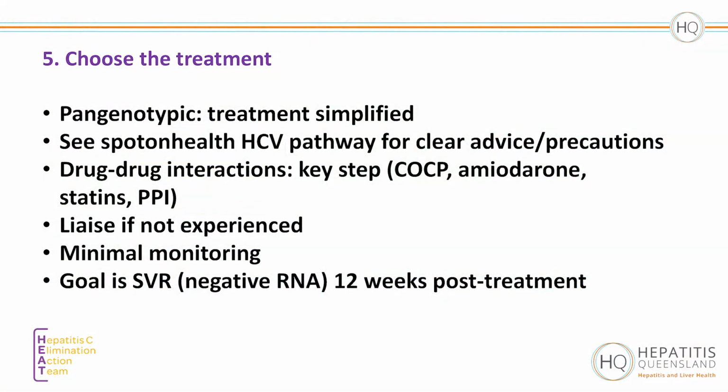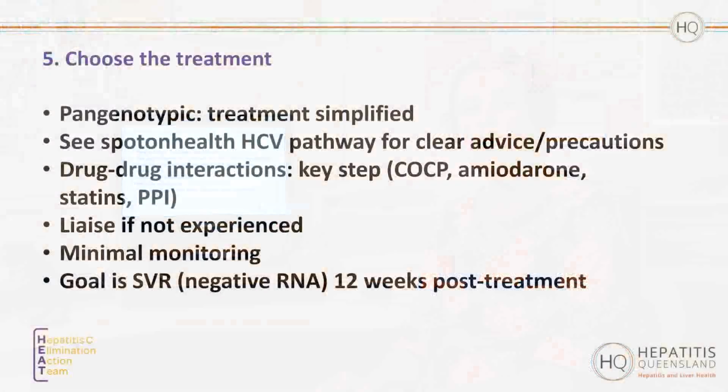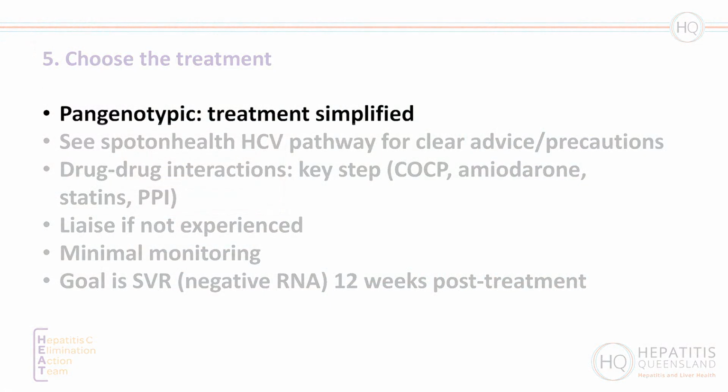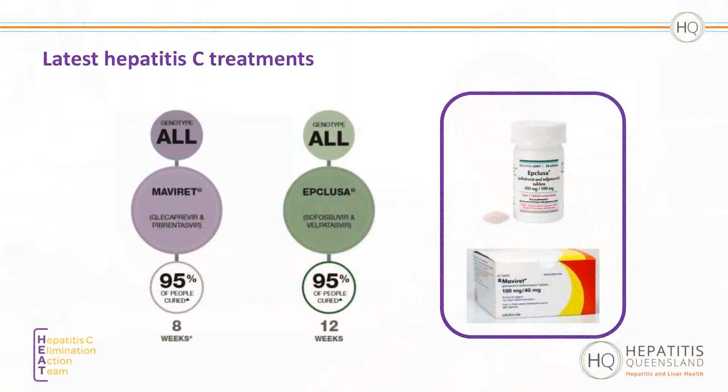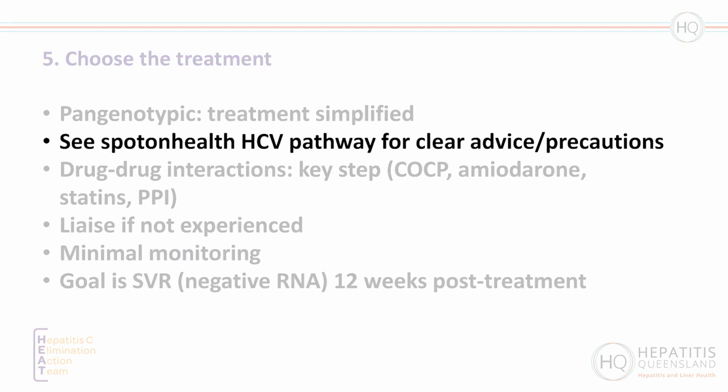Then we're on to step 5, which is choosing the treatment. This has been simplified enormously with the advent of direct-acting antivirals, but also in the last year or two we have had the PBS listing of what we call pan-genotypic treatments. When the treatments were first available in 2016, they were genotype specific. Now we don't have to worry about what genotype they are, because we've got 2 key treatments which can treat all 6 genotypes of viral hepatitis. And if you want help in having a look at these treatments, an excellent resource is the Spot On Health HCV pathway.